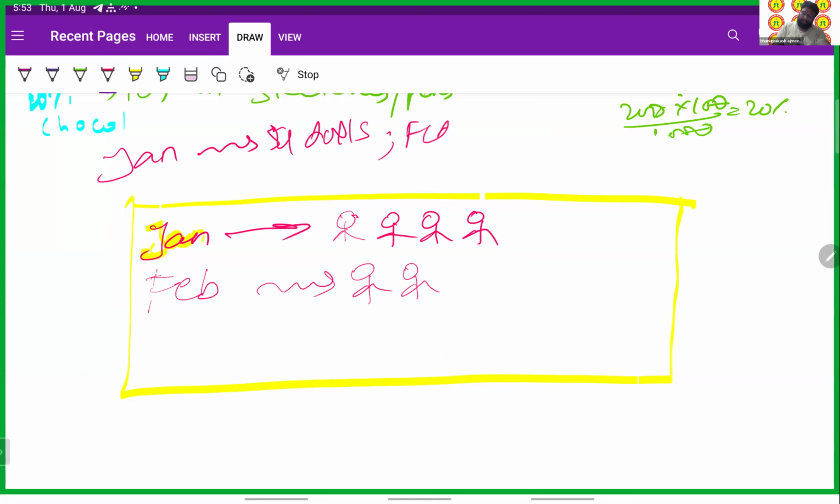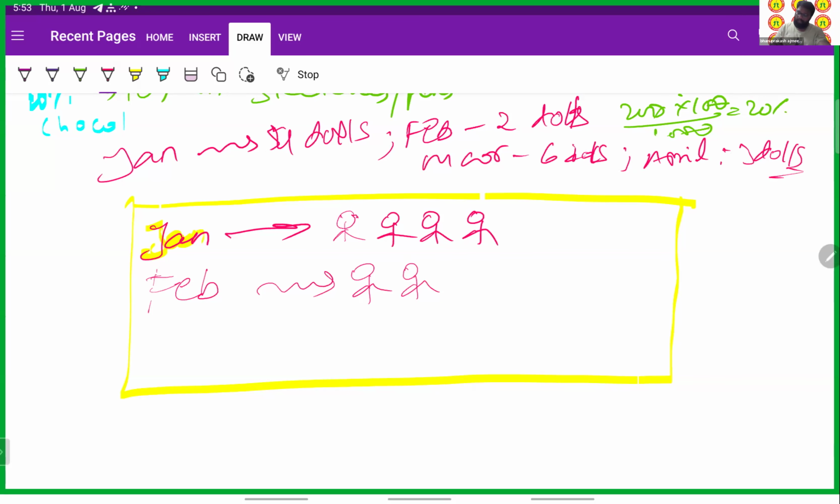In February, 2 dolls. March, 6 dolls. April, 3 dolls. And we have to mention that this picture will be representing a doll. So this picture will be representing a doll.